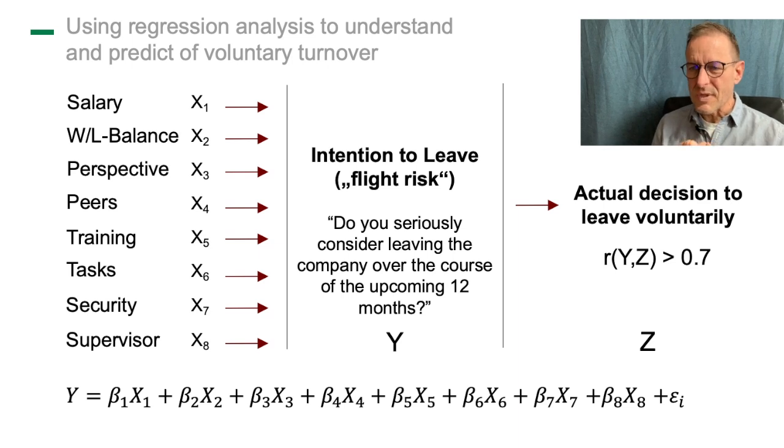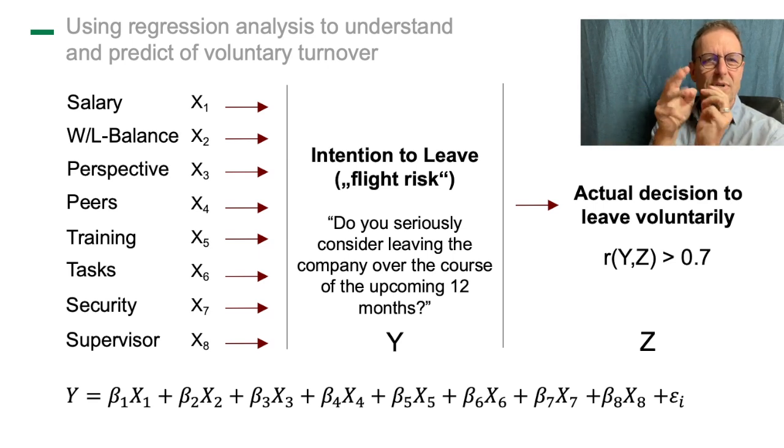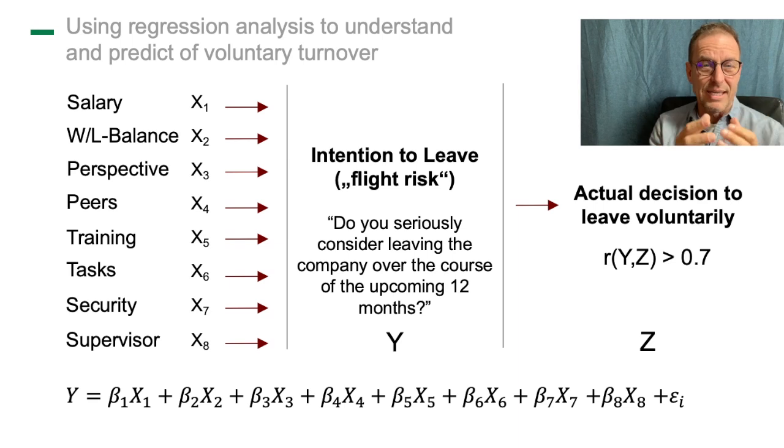So what you do now is you look at how do these different independent variables, salary, work-life balance, perspective, also, how do they relate to the intention to leave, to the flight risk? And what you receive then as a result of the multiple regression analysis are the beta weights. And then you might find that some beta weights are higher than the others. And that tells you that maybe if salary has the highest beta weight, that would tell you that salary is the most important reason why people intend to leave. And if beta is low, say, oh, that does not play a role here, right?